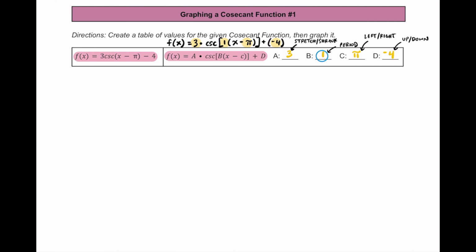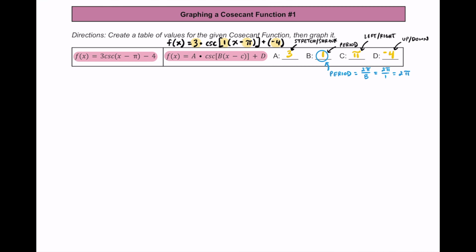Now, even though the period's not going to change for this particular function, let me show you why. Remember that to figure out the period for a cosecant function, it's going to be following that formula of 2 pi divided by b, but in this case, b is just going to equal 1, so we take 2 pi and divide it by 1. That's just going to remain the same as 2 pi, so no effect here, but that's why.